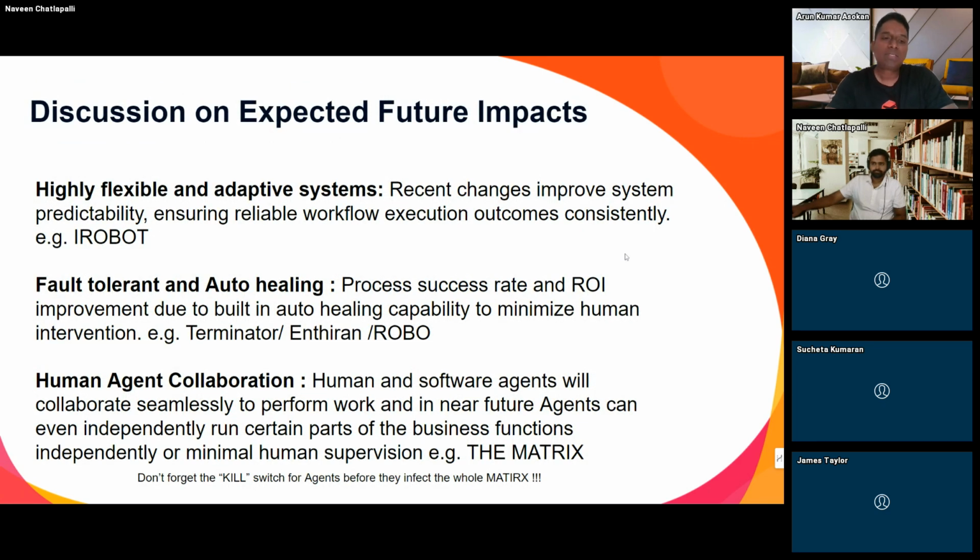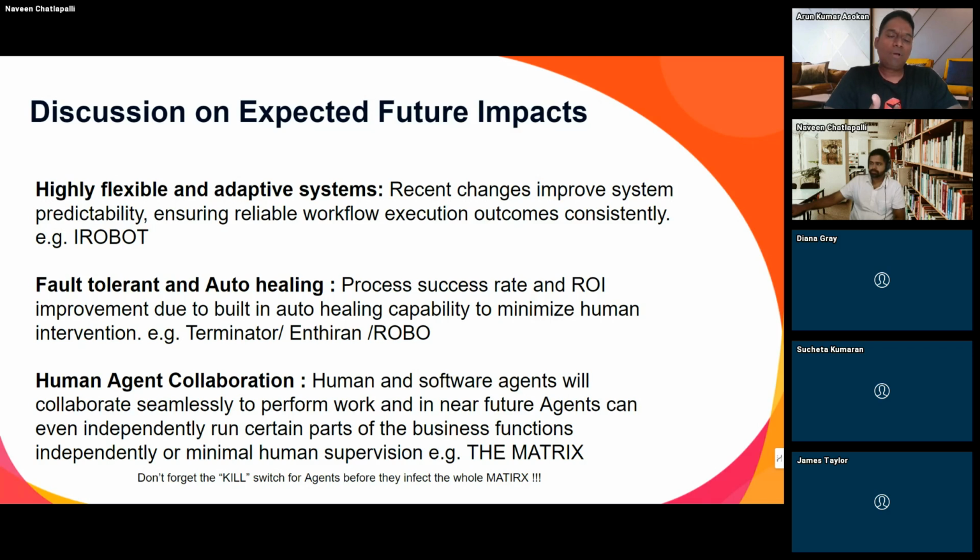Okay, so this is my last slide, and then I'll open it for a discussion, right? This is very prominent. We are at the brink of the next revolution. We saw RPA evolve into intelligent automation a few years back, and now we are in another big cycle of change, which we call agentic workflows.